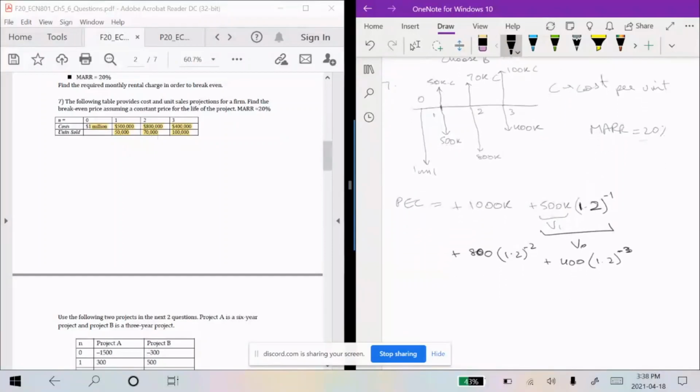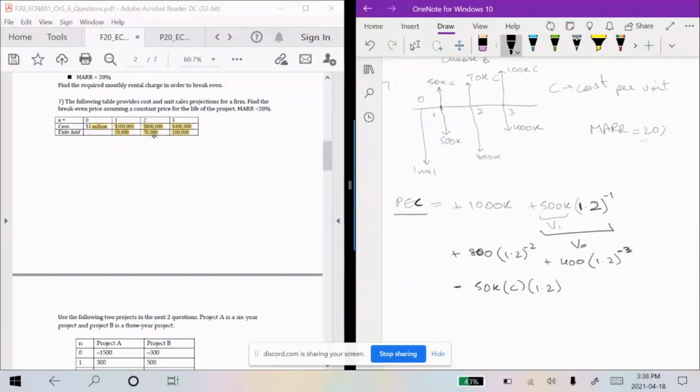Okay. So this was all the expenses. Now for the revenue part, you're going to subtract that because this is the present equivalent cost, right? You're going to subtract minus C. You can just take 50K into C, all right, and you're going to take this back one period.